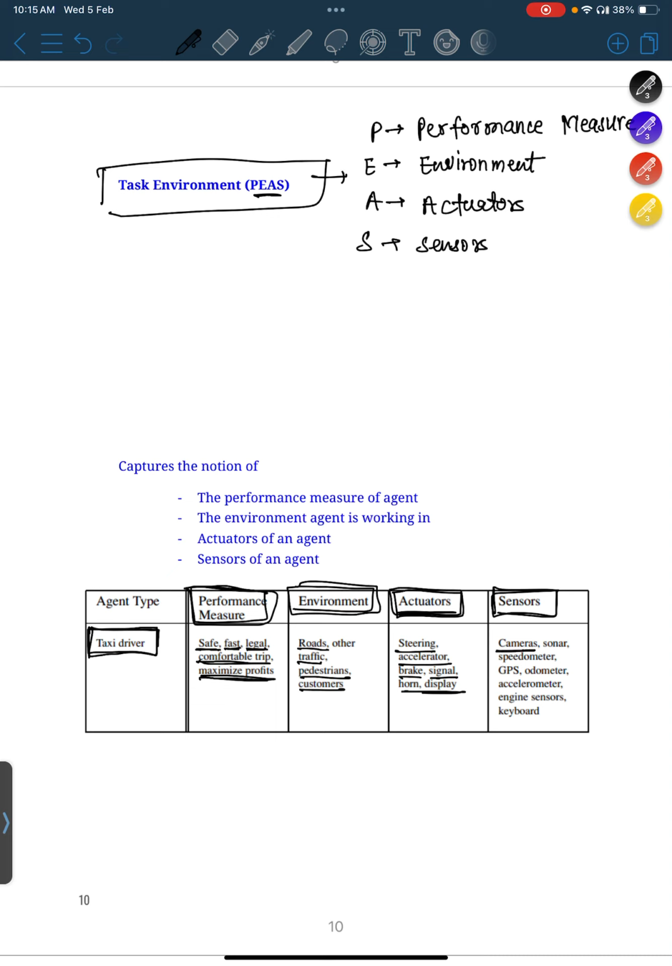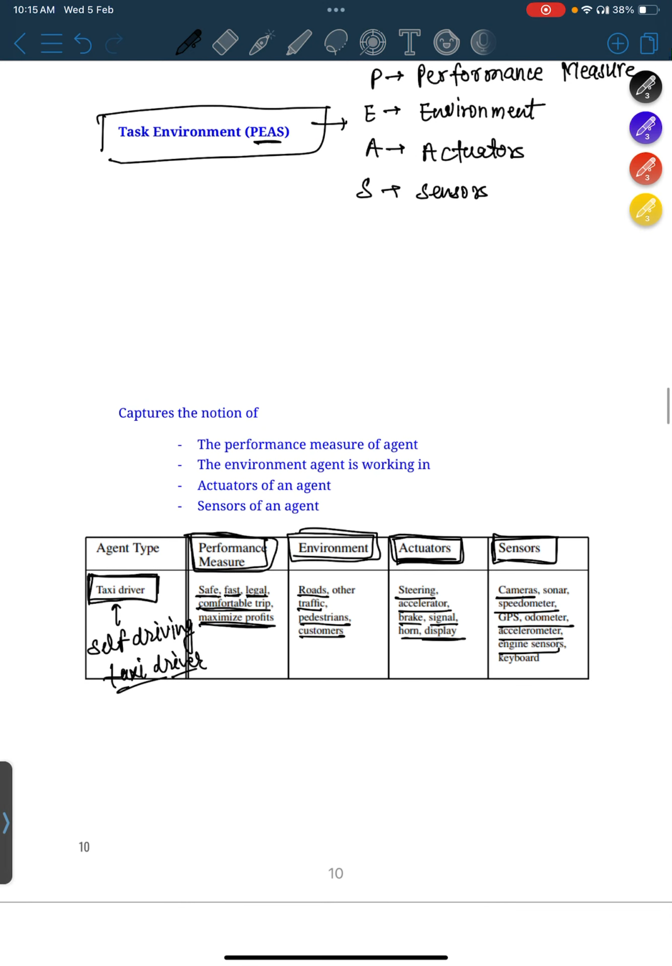Cameras, speedometers, GPS, etc. So there are lots of ways for a self-driving car. Taxi driving is normal, like a self-driving taxi driver or a self-driving car.